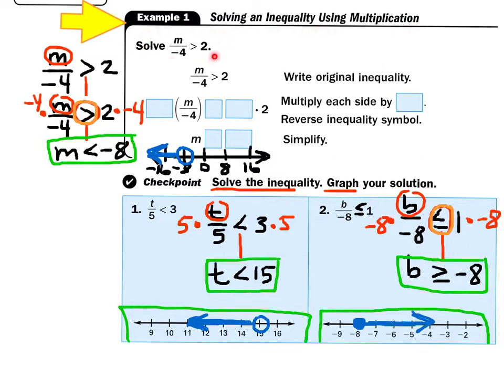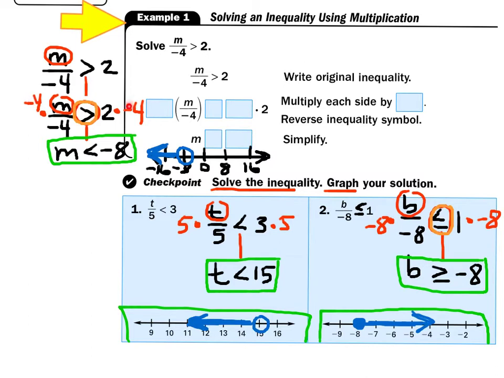So they gave us the problem here. m over negative 4 is greater than 2. So I wrote it out exactly like they gave it to me. m over negative 4 is greater than 2. Now grab your red, circle the variable, and bring your wall down. And remember, take a look at what's touching the circle, the dividing by negative 4. Well, the only way to destroy dividing by negative 4 is to multiply by negative 4 on both sides of the wall. But here's the deal.